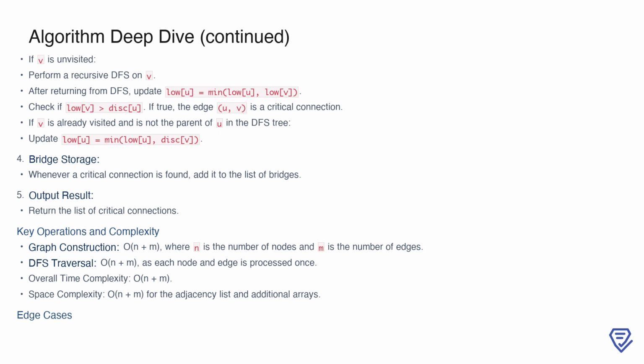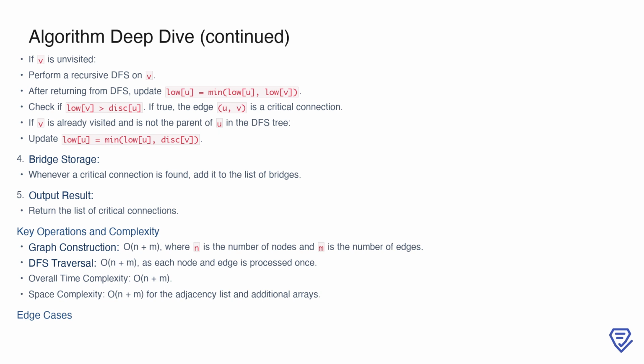Once the DFS returns from V, we update the lowest point of U by taking the minimum of its current lowest point and the lowest point of V. This ensures that U's lowest point reflects all reachable nodes in its subtree. At this stage, we check whether the edge between U and V is a bridge by verifying if the lowest point of V is greater than the discovery time of U. If this condition is true, then removing the edge would disconnect the graph, confirming it as a critical connection.